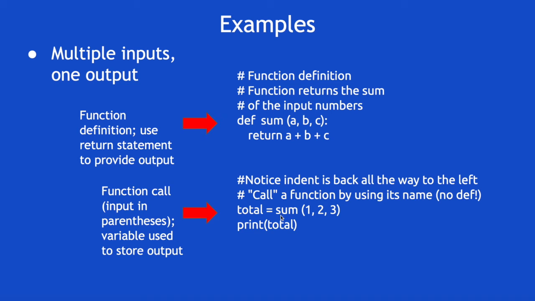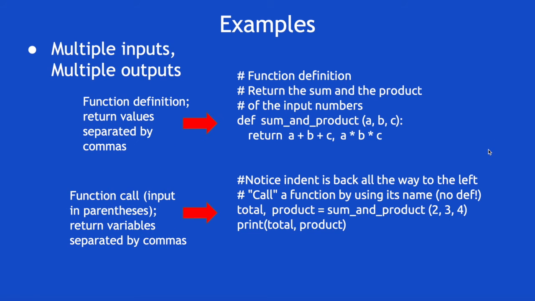And then when it calls sum, it knows, hey, the place where it says A, use a 1. The place where it says B, use this 2. And the place where it says C, use 3. So it's going to return the sum of these three numbers. If you were to print out what total is, you would get 6, because 1 plus 2 plus 3 is 6. I believe I have one more example here.